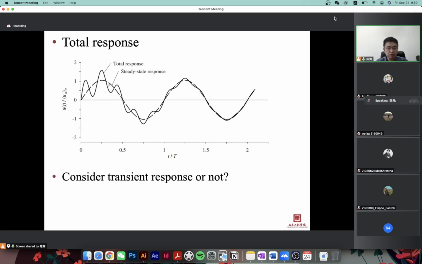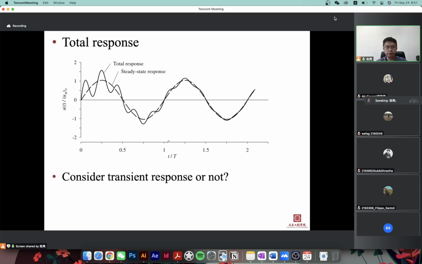And you can see that after several cycles of vibration, this is t over period, the total response becomes very close to the steady state response, because the transient one will be dashed out. So that's the reason why we usually only consider the steady state response.